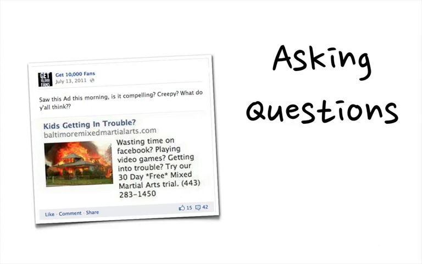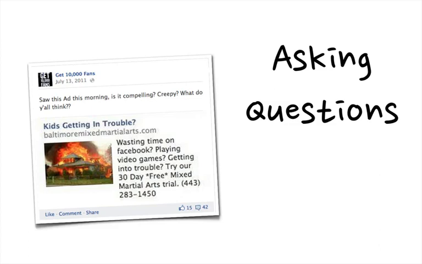Second strategy you can use is asking questions. So right here is another post that we had on our Get 10K page. It said, saw this ad this morning. Is it compelling, creepy? What do y'all think? Essentially, we just took a picture of an ad, and we said, kids getting in trouble, and there's this burning house. The ad isn't necessarily awesome, but it was really compelling. And so all we did was ask our users what they thought about this ad. And as you can see, we have 15 likes and 42 comments below. So you'd better believe that asking your audience the right questions is going to get you more exposure.